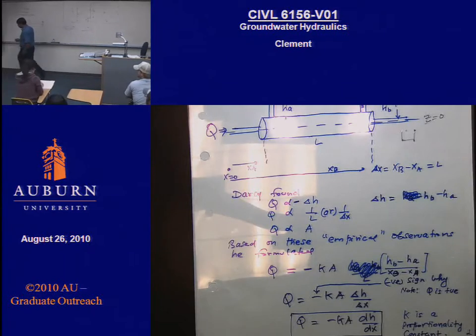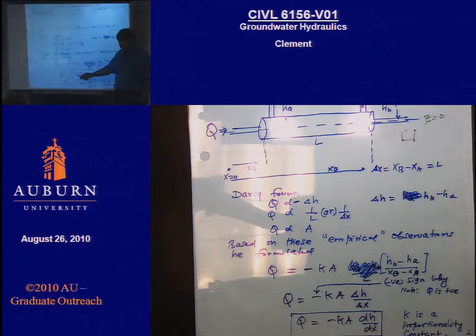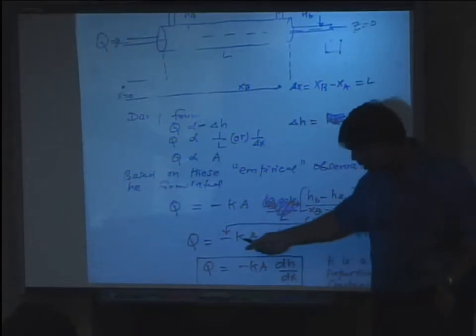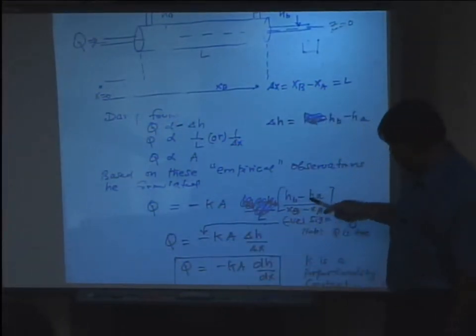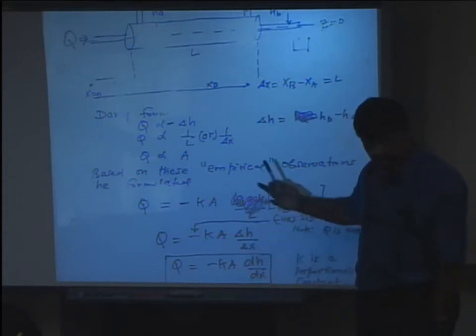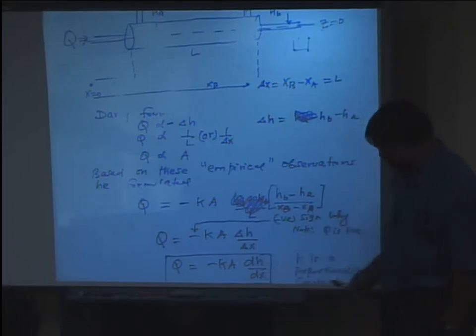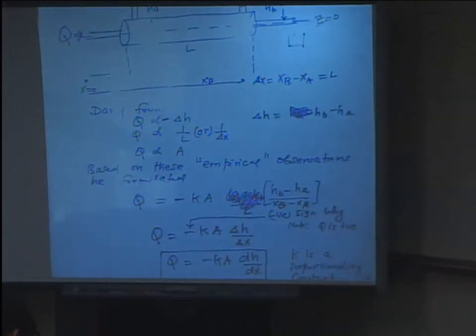So this is all exactly the same. Q is proportional to A, proportional to delta H, inversely proportional to L, and K is a proportionality constant. And he slapped on the negative sign because the flow goes from higher head to lower head. I'll tell you when we do problems why we do this. Then instead of using HA minus HB or XB minus XA, he simply called it delta H and delta X, and in continuum physics you can turn that into dH by dx. Again, let's keep using big H. So that's the basic law he came up with, and that's called Darcy's Law.